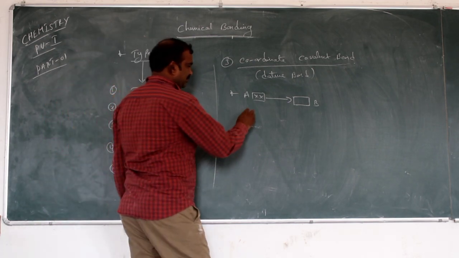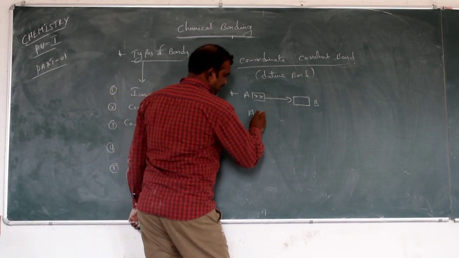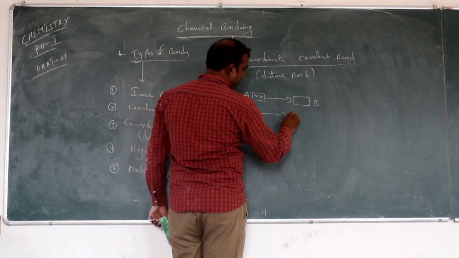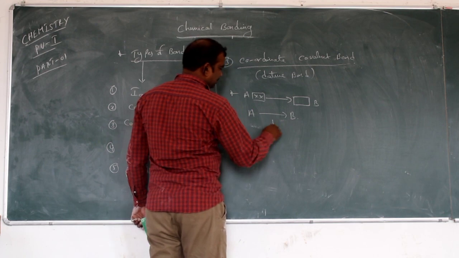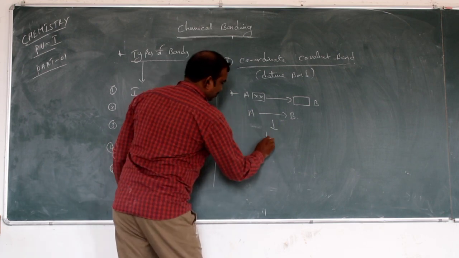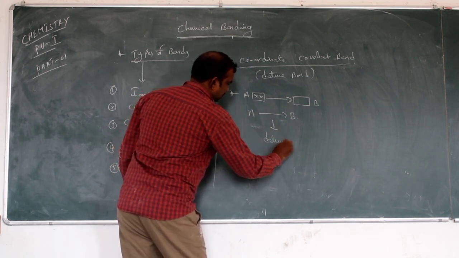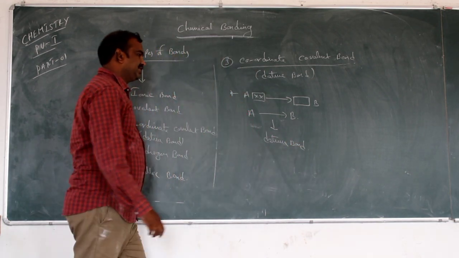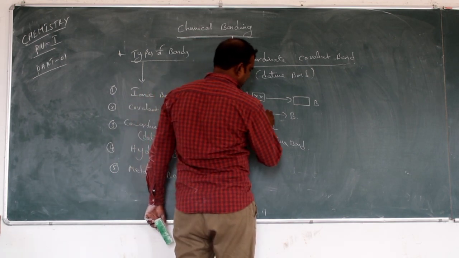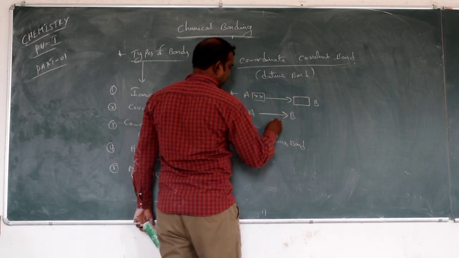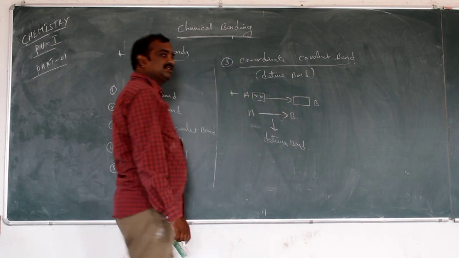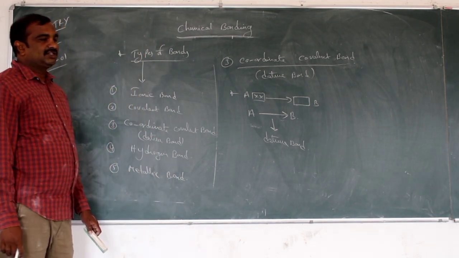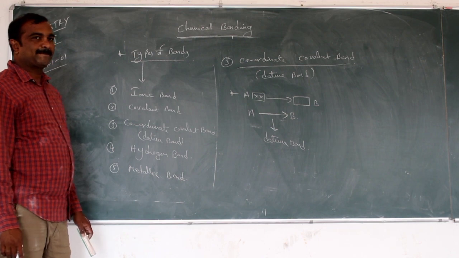So what will happen now? A is donating electrons, and due to these two electrons a bond is formed. This bond is called a dative bond. A is donating electrons to B, then the bond is formed, and it is called a dative bond.